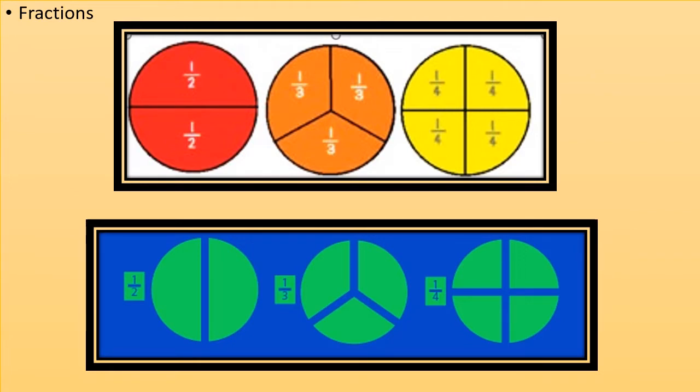Now look at the orange circle. Here the circle is divided into 3 equal parts and each part represents 1 by 3, that is one part out of 3 parts. Now see the yellow circle. Here the circle is divided into 4 equal parts and each part represents 1 by 4, that is one part out of 4 equal parts. Now see the below picture. You can see how this part will look when they will split.